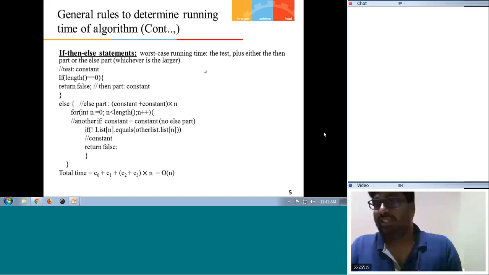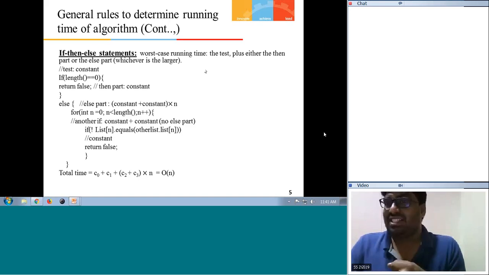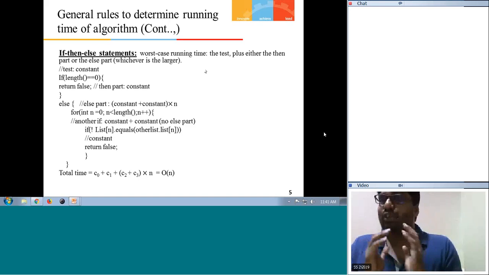Make a guess. So one is order of n. The if statement is saying that the time taken to run the statement is order of n, and the time taken to run the else statement is order of n square. So what will be the total time complexity of your program?